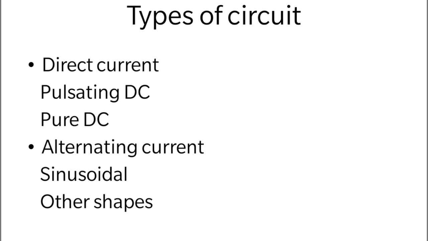Basically, types of circuit is divided into two parts, direct current and alternating current. Direct current is again divided into pulsating DC and pure DC, whereas alternating current is divided into sinusoidal and other shapes.